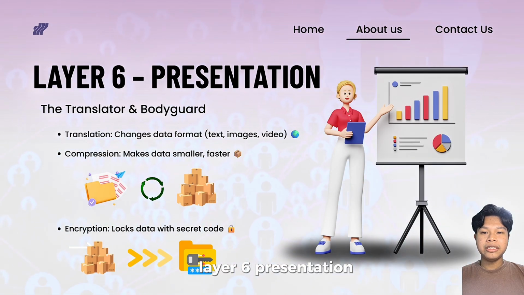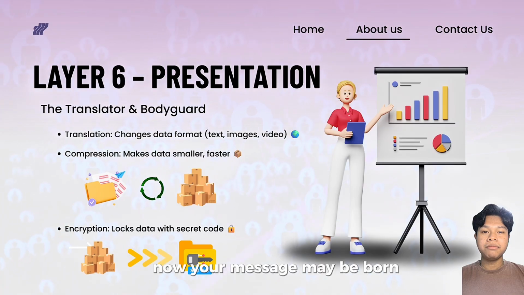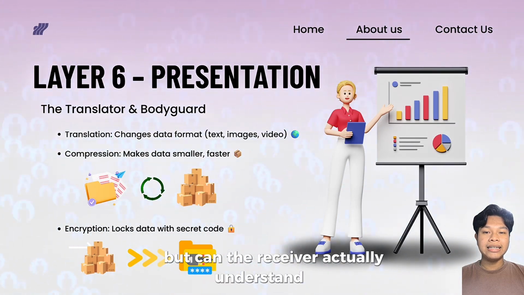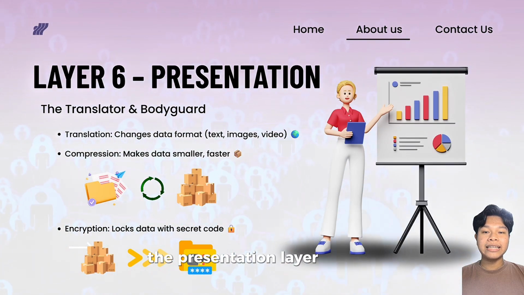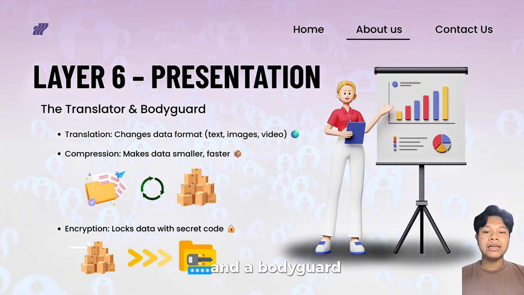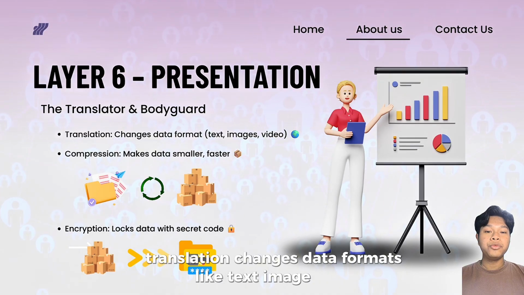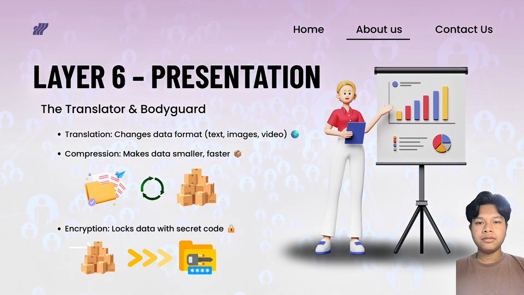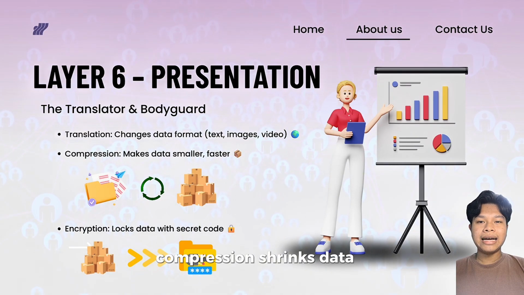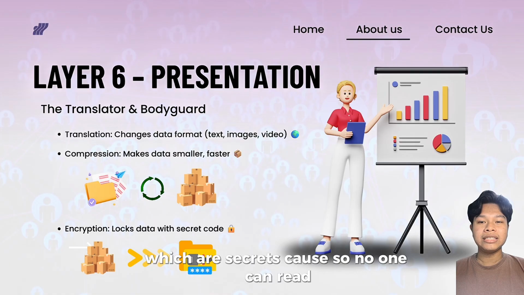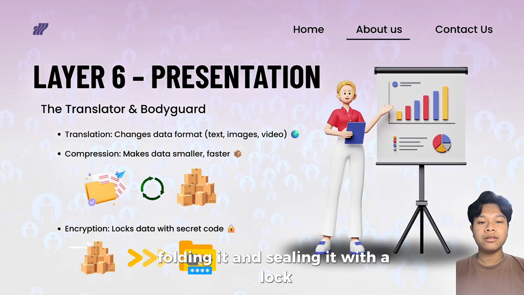Layer 6, Presentation. Now, your message may be born, but can the receiver actually understand it? The presentation layer acts like a translator and a bodyguard. Translation changes data formats like text, image, video. Compression shrinks data so it travels further. Encryption locks the message with a secret code so no one can read it on the way. Think of it like writing your letter, folding it, and sealing it with a lock.